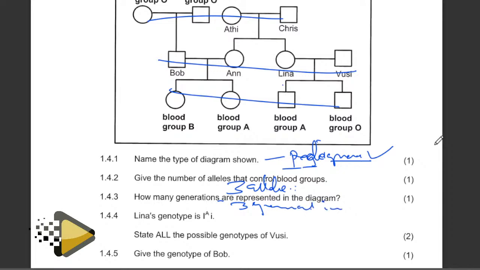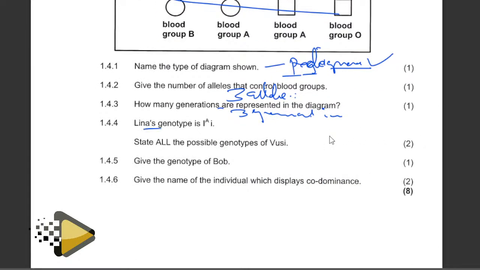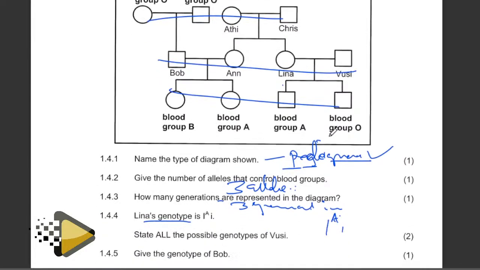They're saying that Lena's genotype is this. Lena's genotype is A, small a. You remember what we talked about? Okay, now let's go to the question. State the possible phenotype of VUSI. Phenotypes or genotypes? They want the genotype of VUSI. So if you are talking about the genotype of VUSI, where is VUSI? VUSI is here. But now, if Lena is A, small a, VUSI is small I.